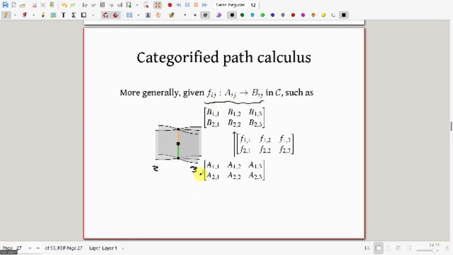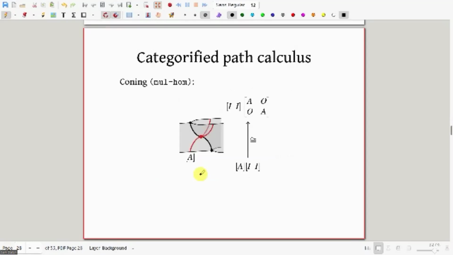So for horizontal multiplication, you're really using matrix product, and then for the vertical multiplication, you're just composing these original morphisms from C up the page. Some people are nodding, that's great.